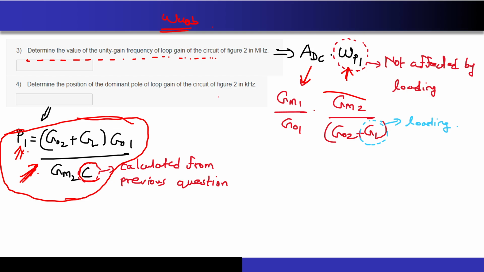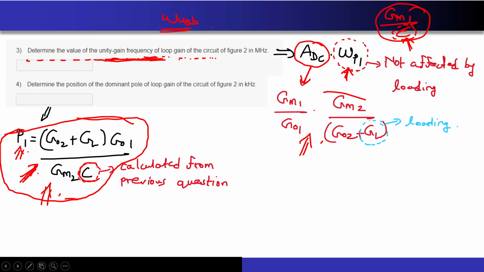Correct? Now how to find out the value of the unity gain loop frequency? The DC gain you can easily find out from this particular quantity, and the value of the omega P1 you can easily find out from here. Correct? So again the unity gain loop frequency is nothing but your GM1 by C. Correct? C you have already calculated from the previous question, right? From the phase margin. So the moment you put that value of C over here, you can easily find out the value of unity gain loop frequency. Correct? If you don't want to remember this particular expression, then you have to find out the DC gain multiplied by the omega P1, and the reason for this I have already explained, why this particular quantity gives you the omega UGB factor.